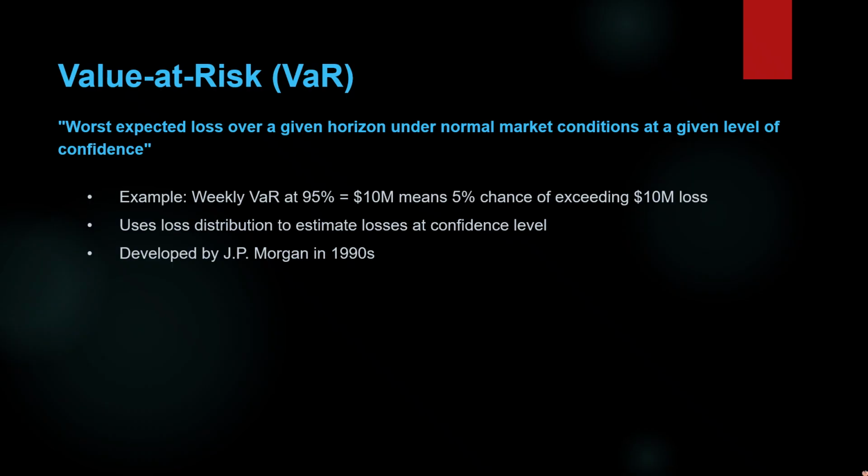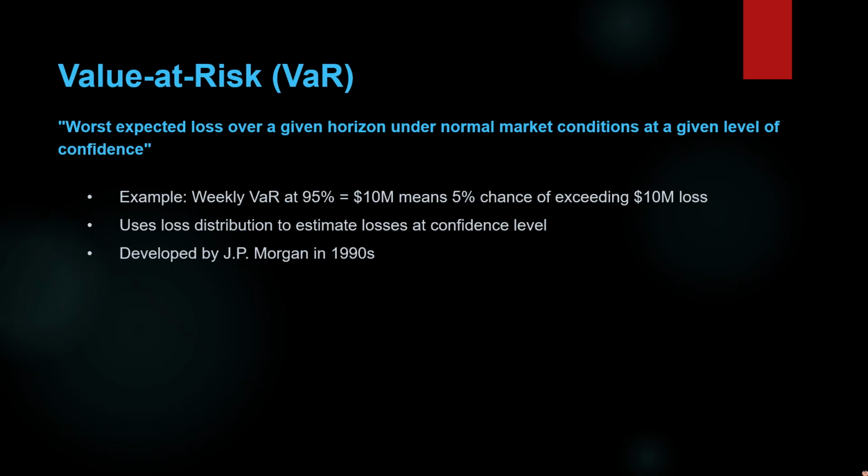Let's explore VAR more deeply with a formal definition. Worst expected loss over a given horizon under normal market conditions at a given level of confidence. Notice the phrase under normal market conditions. This is a critical limitation. VAR is designed for typical market circumstances, not crisis scenarios.